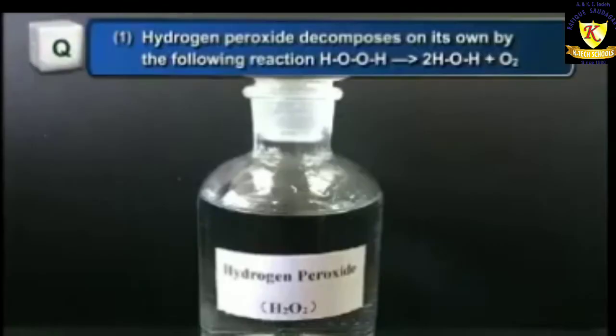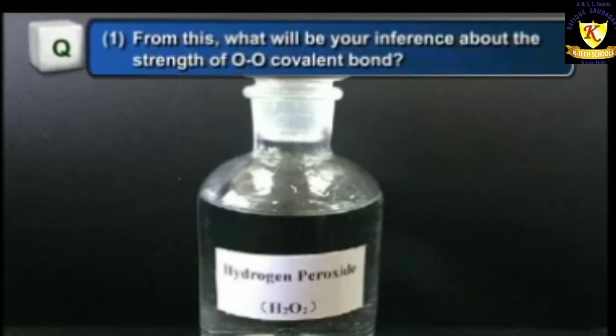Use your brain power. Hydrogen peroxide decomposes on its own by the following reaction. HOOH gives 2HOH plus O2. From this, what will be your inference about the strength of the OO covalent bond? The strength of the OO covalent bond is weaker.